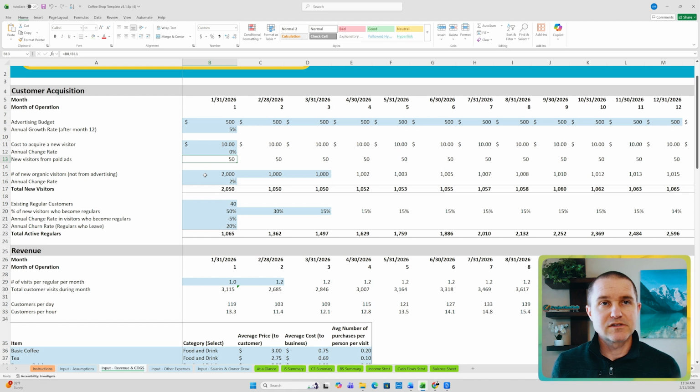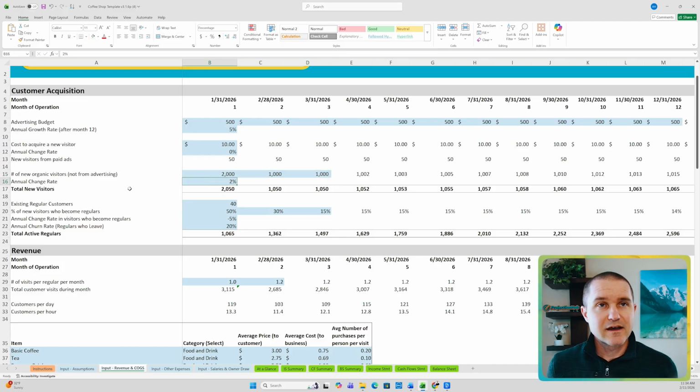And we think we're also going to get, initially when we first open, we think we'll do some grand opening marketing. We're going to get a couple thousand people to try us out in the first month, and then maybe 1,000 a month after that of new organic visitors.